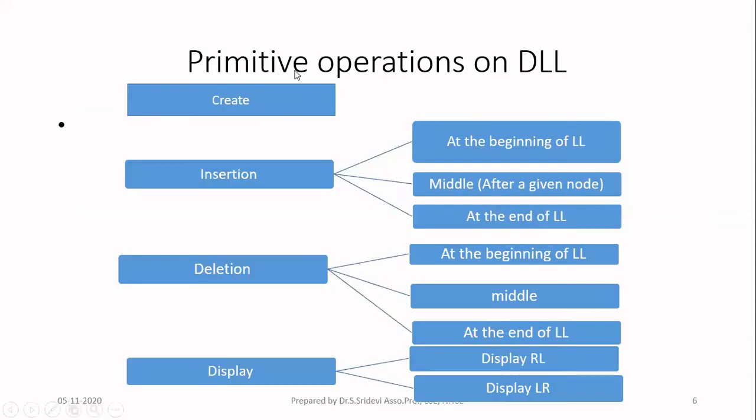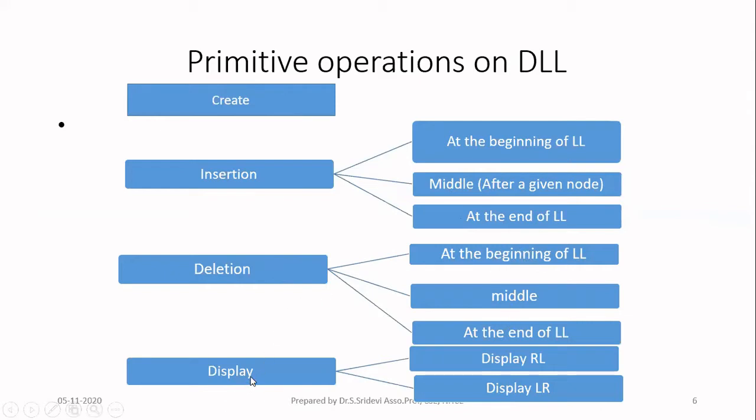Now, let us see the primitive operations on doubly linked list. Similar to the single linked list, we have create, where you will be creating the first node. Then we have the insertion. We can insert at the beginning, middle, and the end. Then we have the deletion, where we can delete from the middle, beginning, and then end. And here comes the difference.